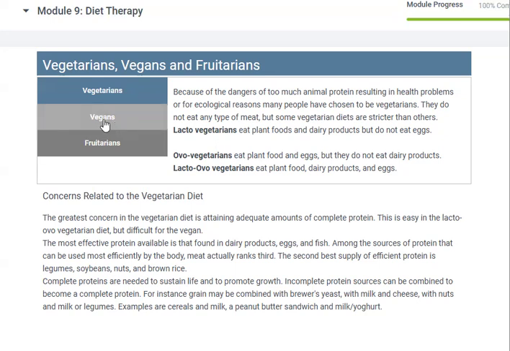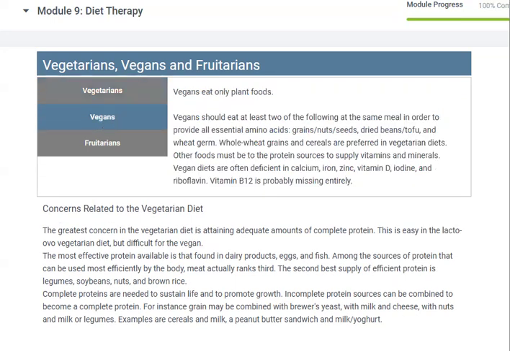Vegans. Vegans eat only plant foods. Vegans should eat at least 2 of the following at the same meal in order to provide all essential amino acids: grains, nuts, seeds, dried beans, tofu, and wheat germ. Whole wheat grains and cereals are preferred in vegetarian diets. Other foods must be added to the protein sources to supply vitamins and minerals. Vegan diets are often deficient in calcium, iron, zinc, vitamin D, iodine, and riboflavin. Vitamin B12 is probably missing entirely.